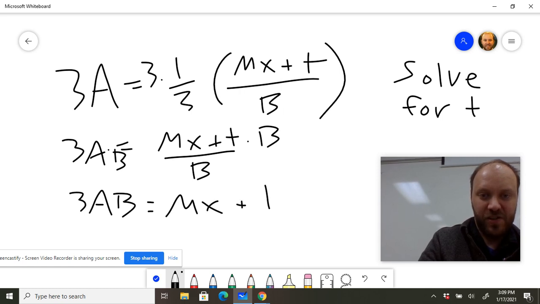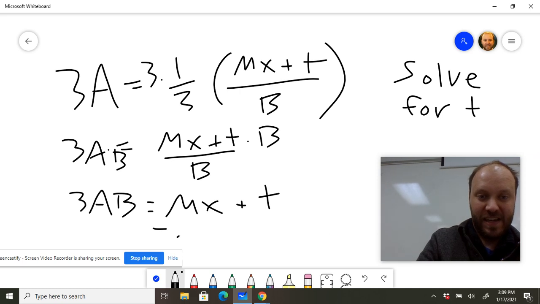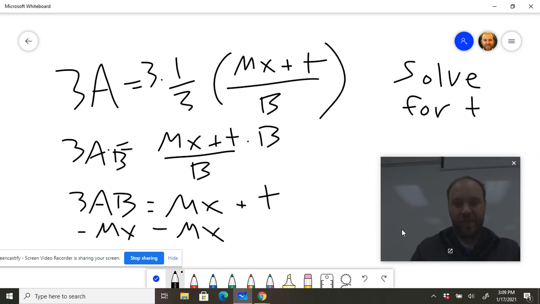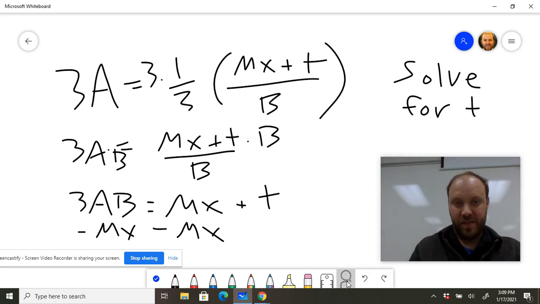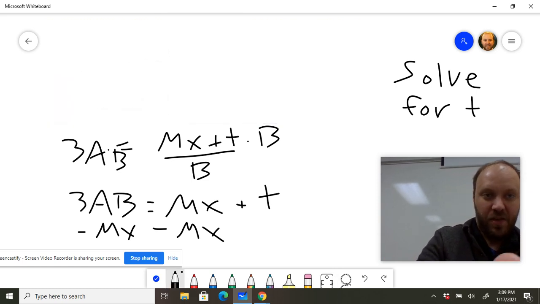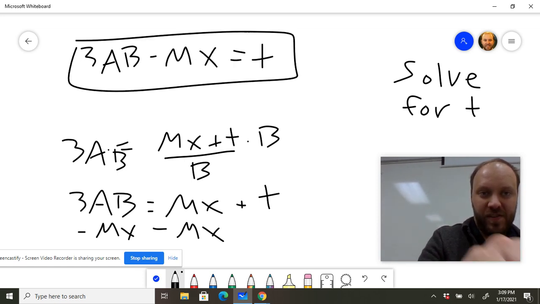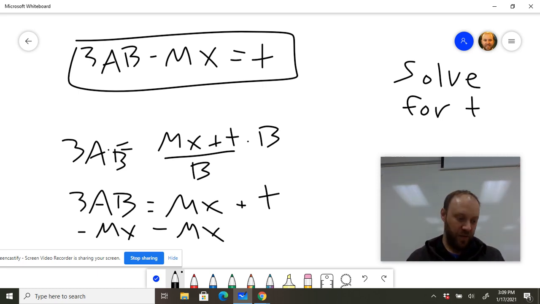And really pay attention to your operations here. T has an mx being added to it, not multiplied by it. So I'm going to subtract an mx from both sides. And what that's going to leave me with is a t on the right-hand side, and a 3ab minus mx equaling t when we simplify this whole thing down. So that's what's going on there.